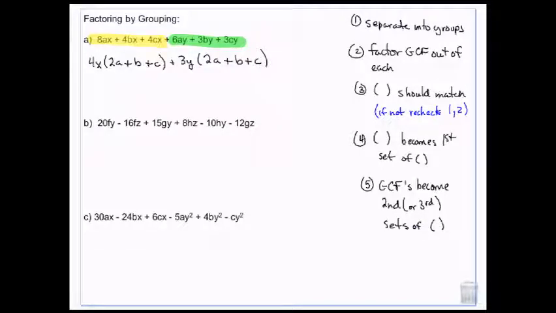Okay. Now I broke this into 2 groups. I could have broken it into 3 groups, by A's, B's, and C's. It doesn't really matter. But now what I have is these parentheses match. I have 2a plus b plus c, 2a plus b plus c. So that is one set of parentheses.